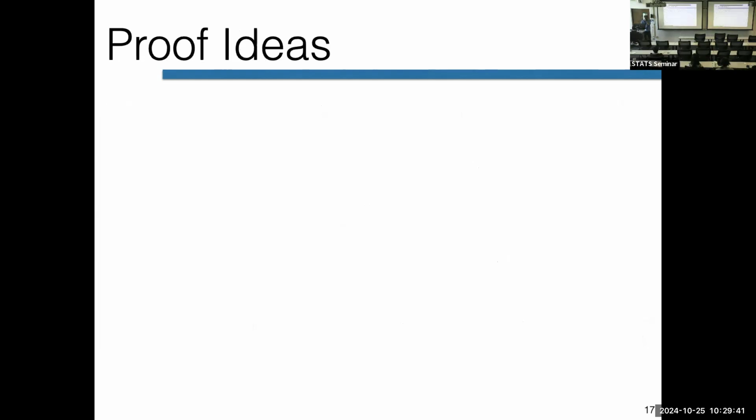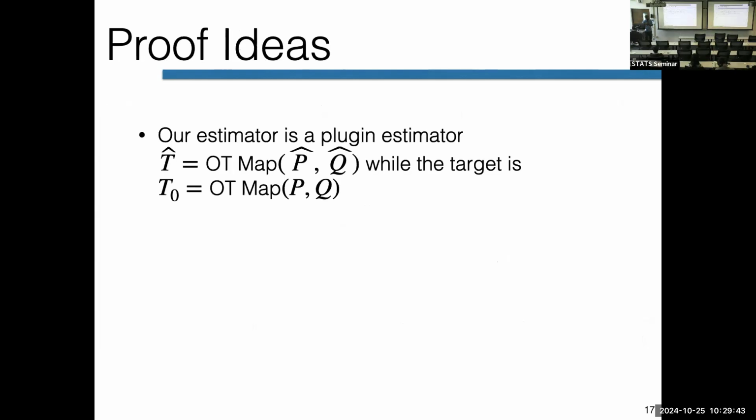Okay, so now let me tell you what we did. I think there's something kind of intuitive and nice about it. So perhaps not difficult to follow. So our estimator is just a plug-in estimator. So you should think about the problem as the following. I compute T hat, which is some sort of OT map, say between P hat and Q hat. And the target, the thing that you want, is the OT map between some distributions P and Q.